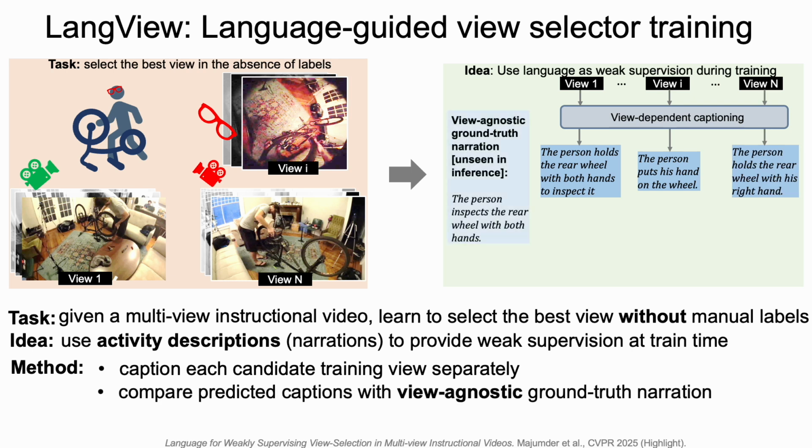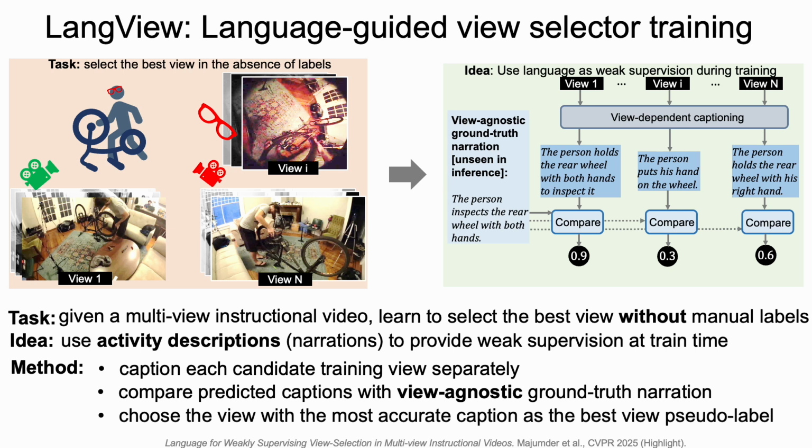Next, we compare each view-dependent caption with the view-agnostic ground-truth narration of the video to compute a quality score for each view. As I showed earlier, these ground-truth narrations are provided by human annotators who watch all views simultaneously and write down a free-form description of the video. Finally, we choose the view with the highest quality score from above as the best view pseudo-label for this particular instance and use it to train the view selector.